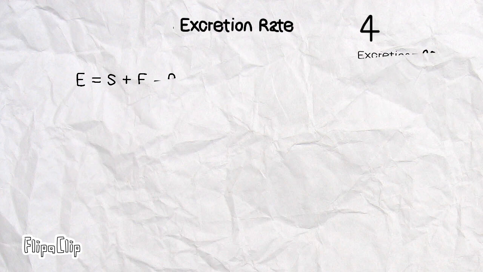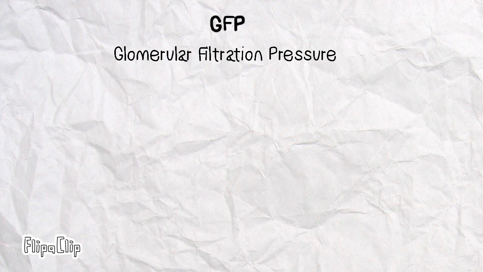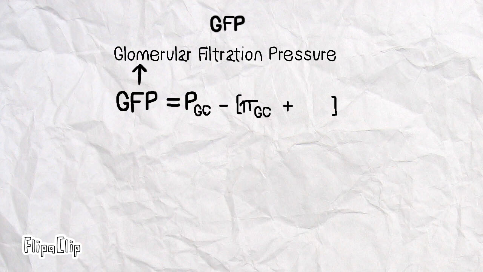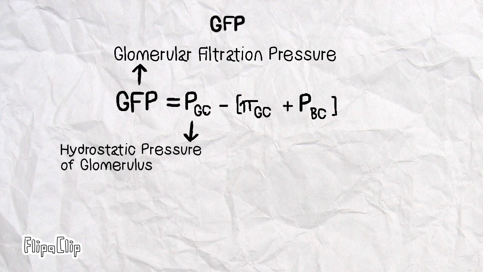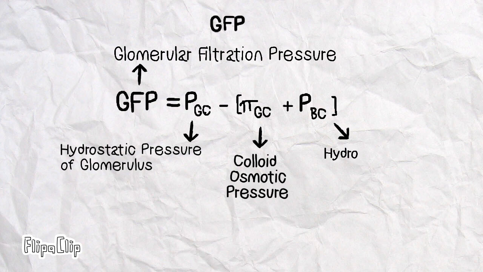Now, let's move on to GFP. GFP means glomerular filtration pressure. We have 4 terms: GFP, PGC, pi symbol GC, PBC. PGC stands for the hydrostatic pressure of the glomerulus. Pi GC stands for the colloid osmotic pressure. PBC stands for the hydrostatic pressure of the Bowman's capsule.